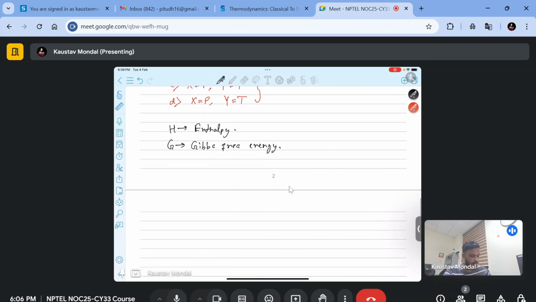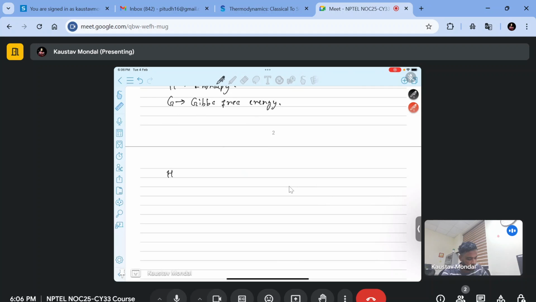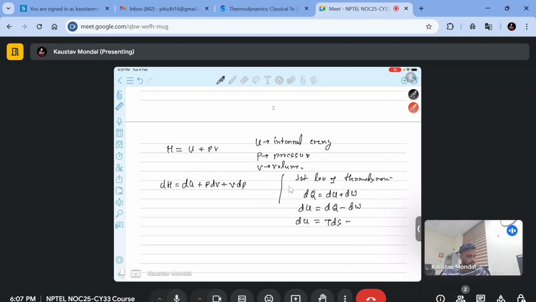So how to do that? First we have to write the expression of H. H is basically U plus PV. Here U is the internal energy, P is pressure, and V is volume. Now dH equal to dU plus PdV plus VdP. From the first law of thermodynamics, dQ equal to dU plus dW, so dU equal to dQ minus dW. So dU will be TdS minus PdV.